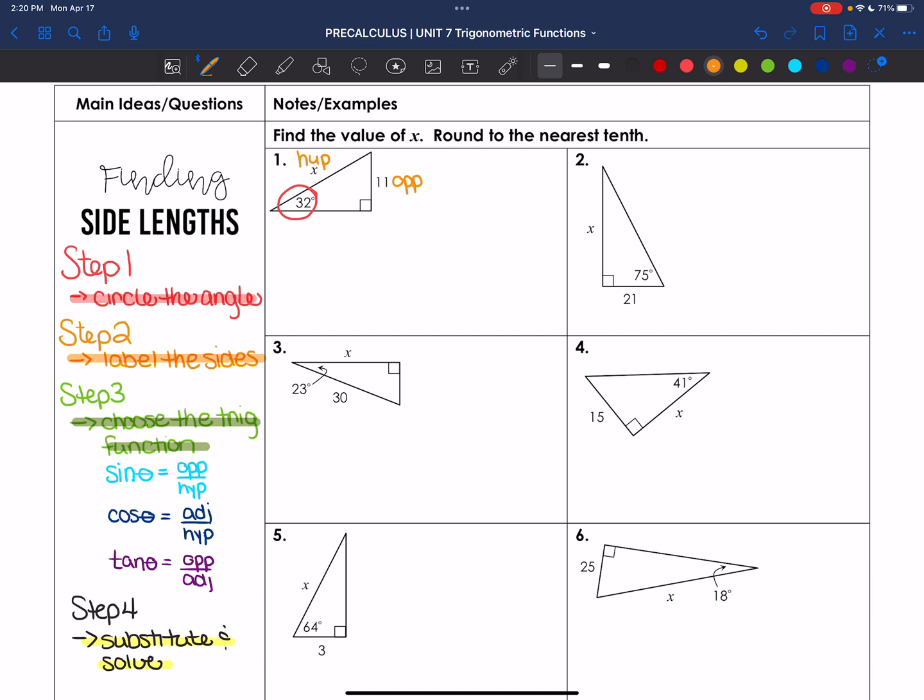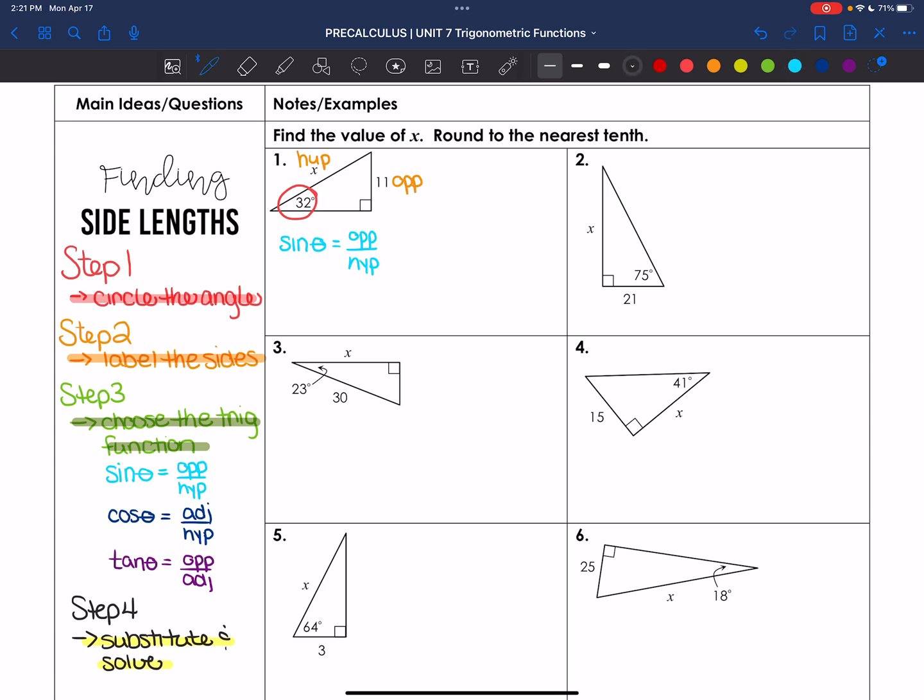So now that we have labeled our sides, we need to choose the correct function. Which function is it that is going to allow us to set up this relationship between our angle and the side opposite and hypotenuse? Well, ladies and gentlemen, that is going to be sine, because sine is opposite over hypotenuse. So I know that I need to use my sine function. Then I'm going to substitute and solve. We're going to substitute in the values into the appropriate locations and solve.